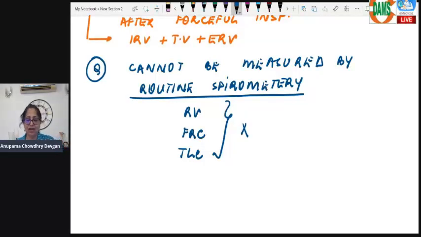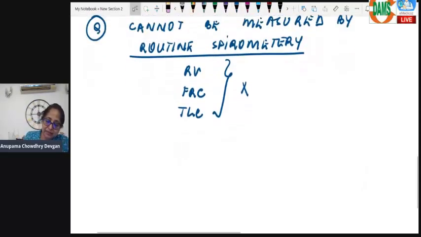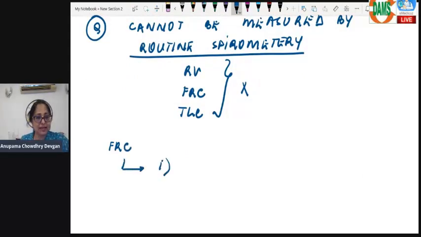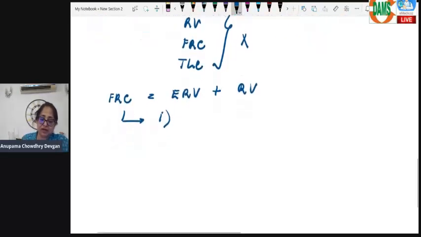Okay. All right, so this cannot be measured by routine spirometry: residual volume, functional residual capacity, and total lung capacity. These are the lung volumes and capacities which cannot be measured by routine spirometry. Now, FRC, that is ERV plus residual volume. For the measurement of FRC, you have three techniques. Which are the three techniques for the measurement of FRC?